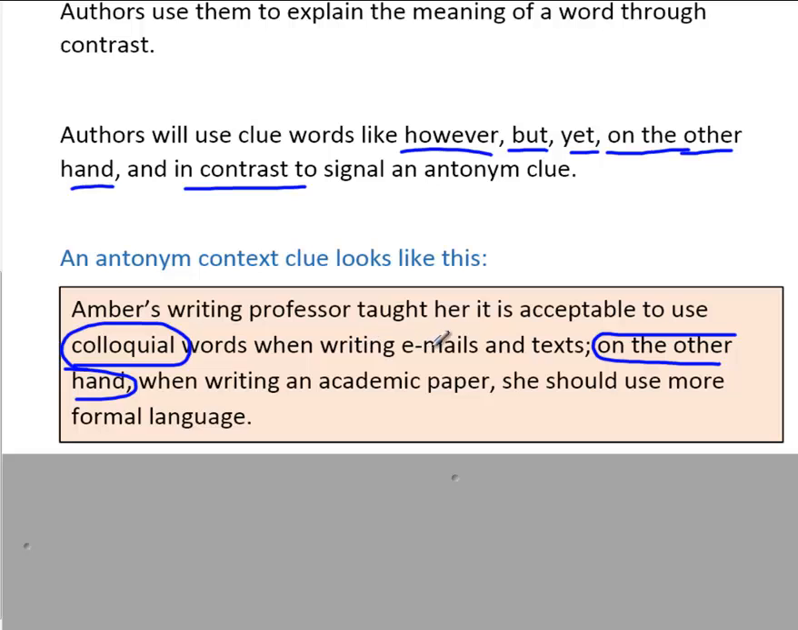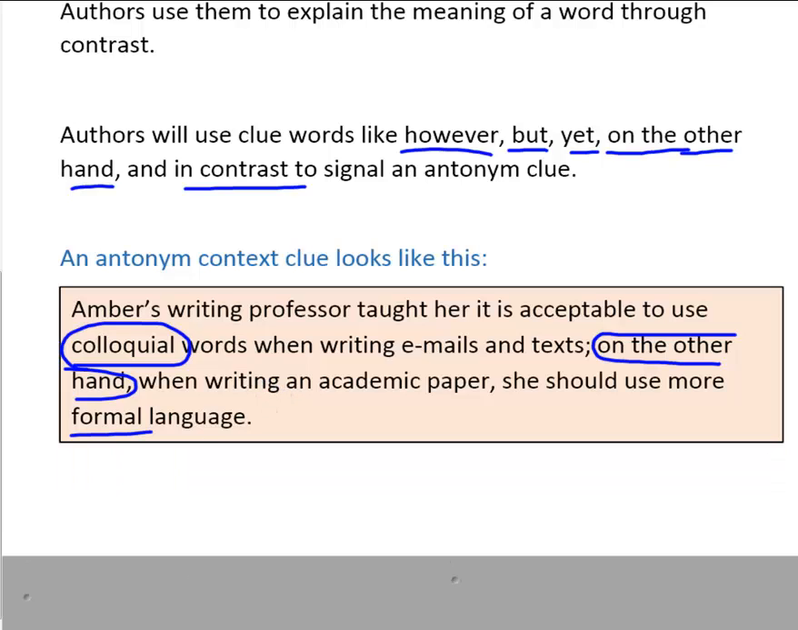So when she's writing emails and texts, she can use these types of words. But when she's writing an academic paper, she should use more formal language. Oh, okay. So the opposite of formal would be informal. So her writing professor has taught her it is acceptable to use informal words or slang when writing emails and texts. But for academic papers, she has to be more formal.